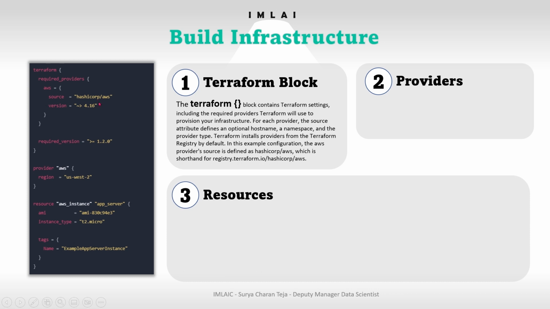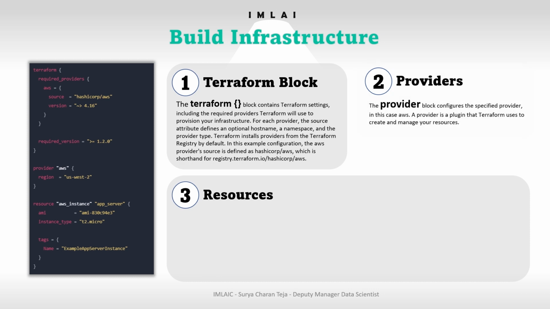The version attribute is optional, but we recommend using it to constrain the provider version so that Terraform does not install a version of the provider that does not work with your configuration. If you do not specify a provider version, Terraform will automatically download the most recent version during the initialization. That's the Terraform initialization.